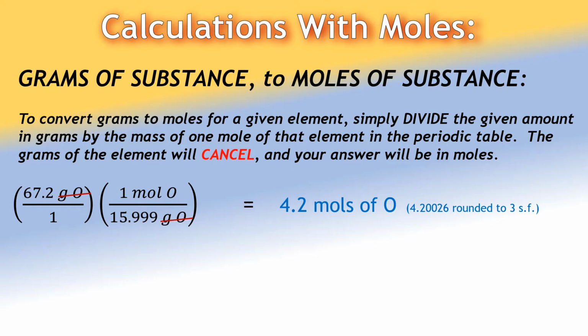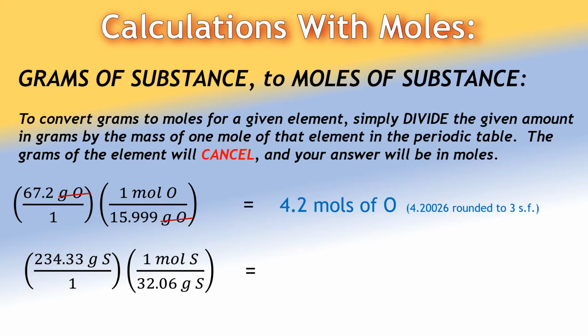Why is it moles of oxygen? Because that's the unit and substance we did not cancel. Let's do another one. Here our given is going to be grams of sulfur, 234.33 grams of sulfur.